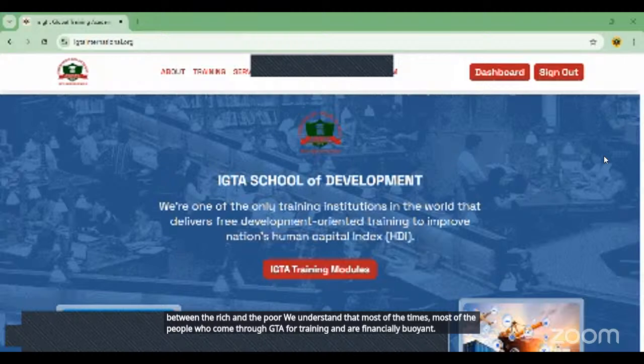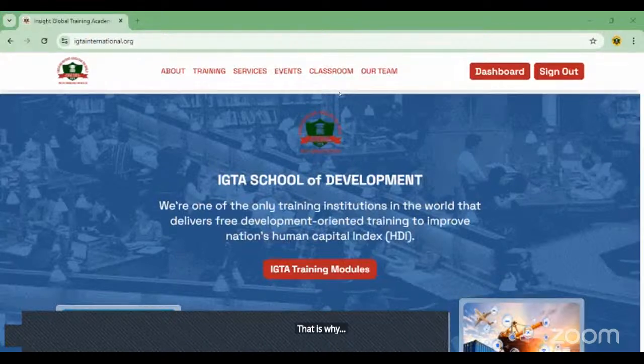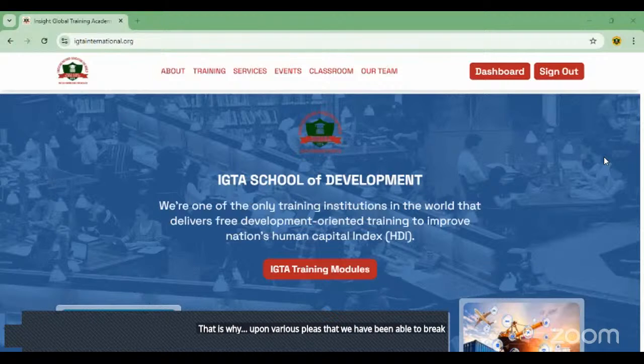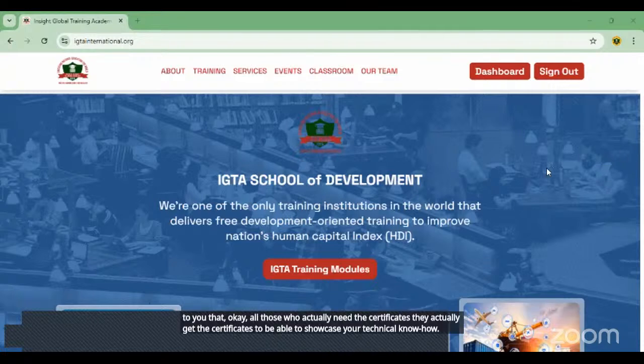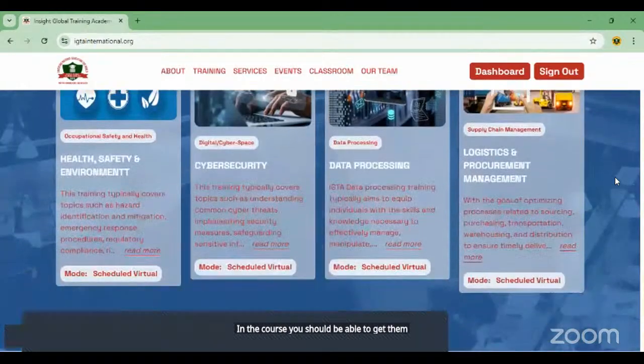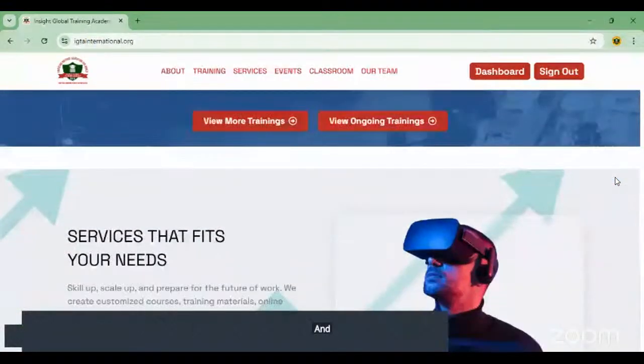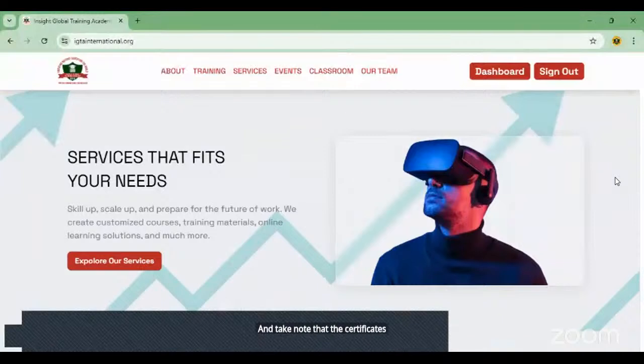So that is why, upon the various pleas, we have been able to break down the fees to see to it that all those who actually need the certificates get them, to be able to showcase your technical know-how in the course. You should be able to get them at a meager amount. And take note that the certificates from IGTA are recognized globally.